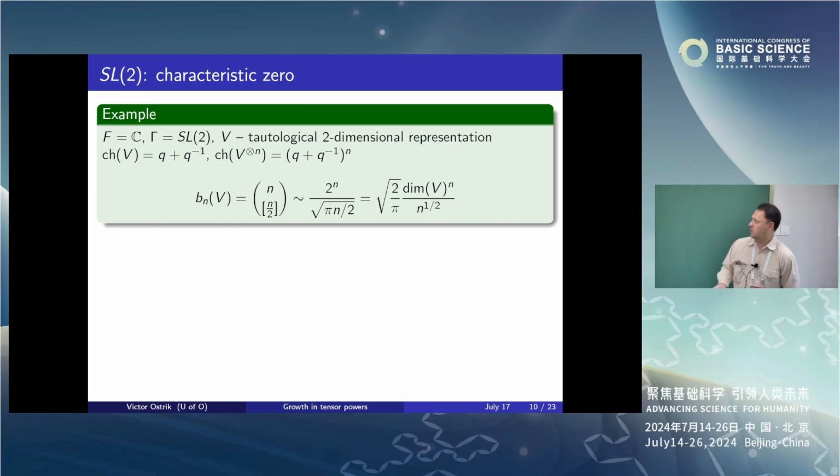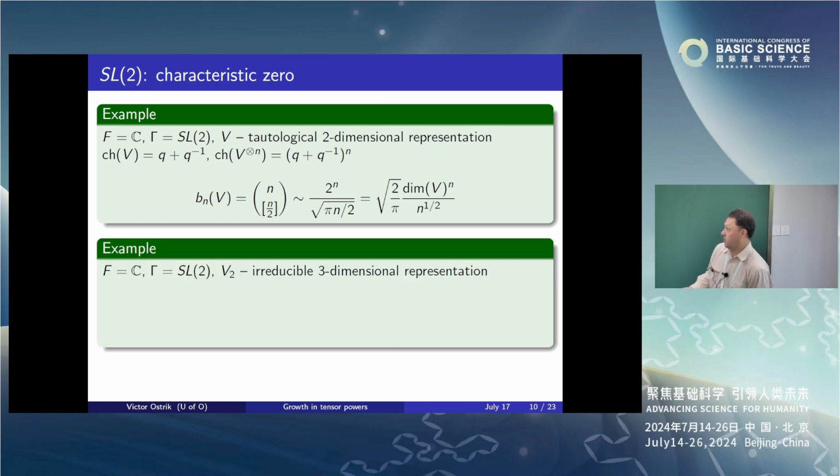And something new is going on here. It's the dimension of V^n, but in the denominator, you see n^(1/2). So it's a different behavior from before. There are no limiting points as before. I mean, if you divide the sequence by the dimension of V^n, the ratio goes to 0, and it goes to 0 in a very specific way. So that's maybe more interesting.